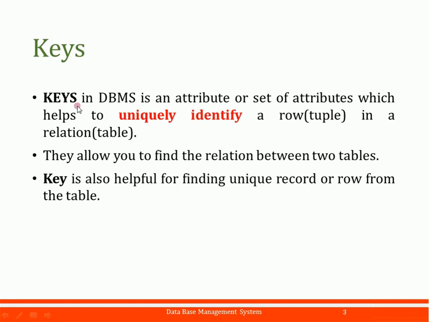For example, when you have a student table, each and every student can be uniquely identified with the help of his roll number. So the roll number forms the key of that particular relation. These keys allow you to find the relation between two tables also. Key is also helpful to find unique record or row from the table.